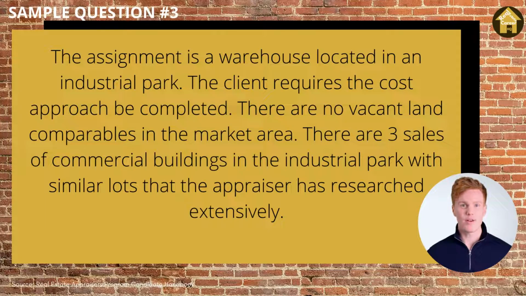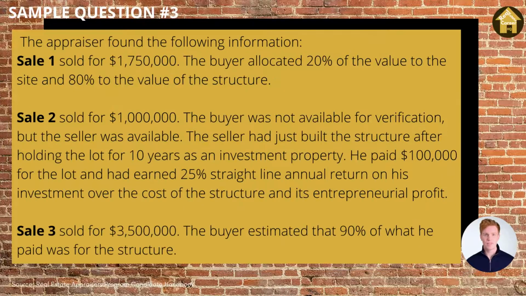The assignment is a warehouse located in an industrial park. The client requires the cost approach be completed. There are no vacant land comparables in the market area. There are 3 sales of commercial buildings in the industrial park with similar lots that the appraiser has researched extensively. The appraiser found the following information. Sale 1 sold for $1,750,000. The buyer allocated 20% of the value to the site and 80% to the value of the structure.